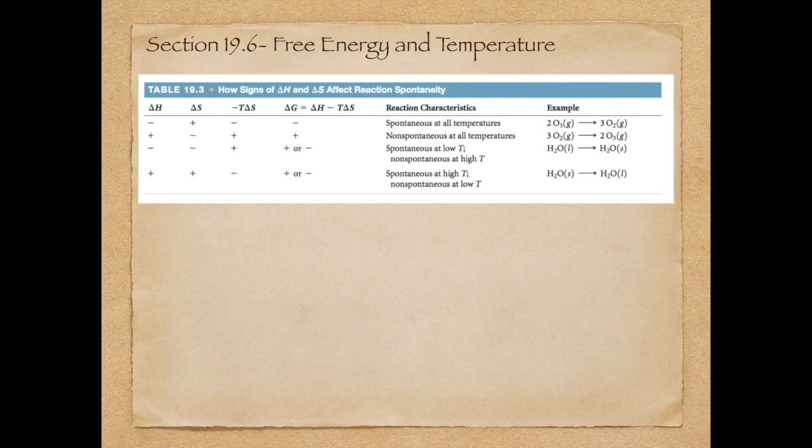Okay? If my delta H is positive and my delta S is negative, that tells me that my delta G is automatically going to be positive no matter what the temperature. Because remember, you're subtracting by temperature times your change in entropy.